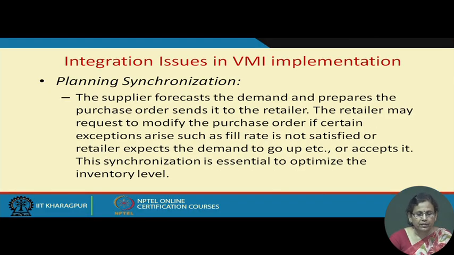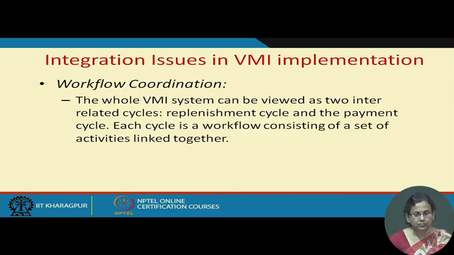Then there has to be planning synchronization. The supplier forecasts the demand, prepares the purchase order and sends it to the retailer. The retailer may request to modify the purchase order if certain exceptions arise, such as the fill rate not being satisfied or the retailer expecting the demand to go up, or he can accept the purchase order. This synchronization is essential to optimize the inventory level.